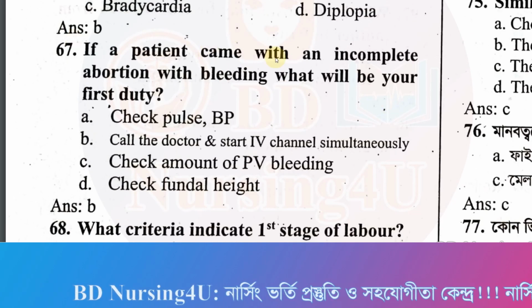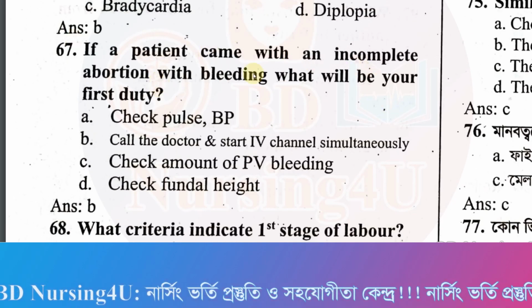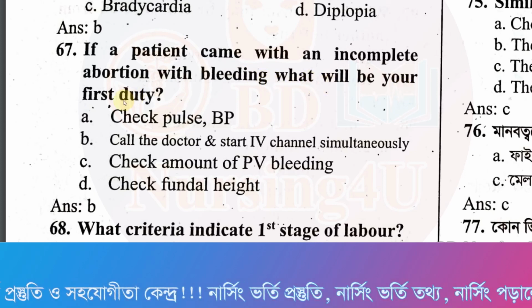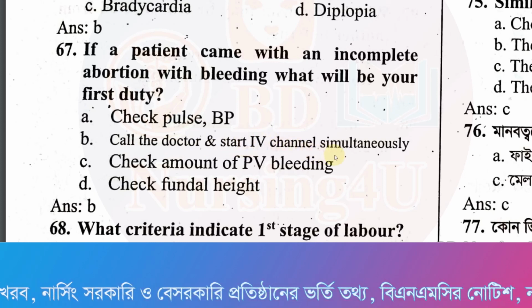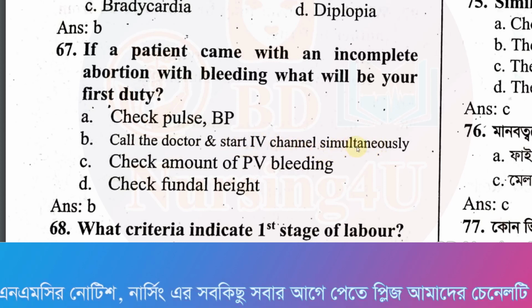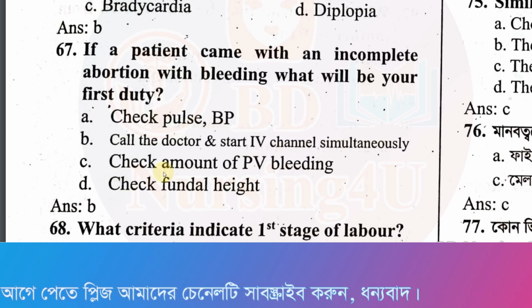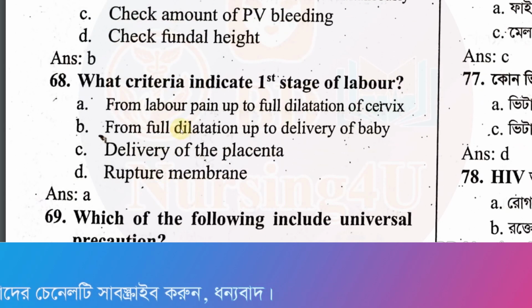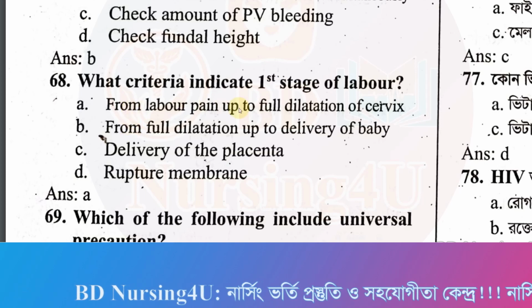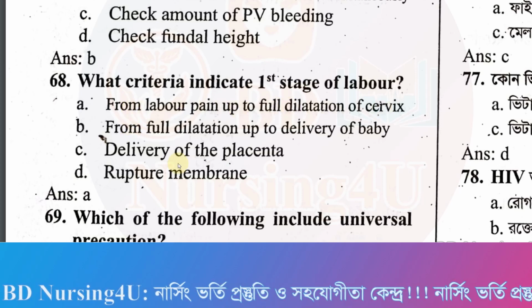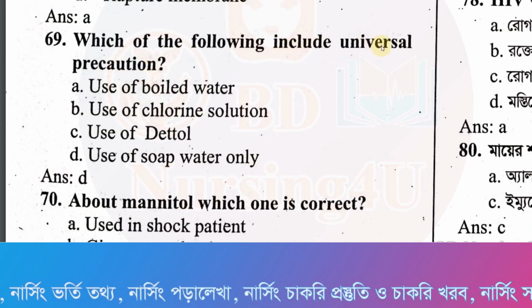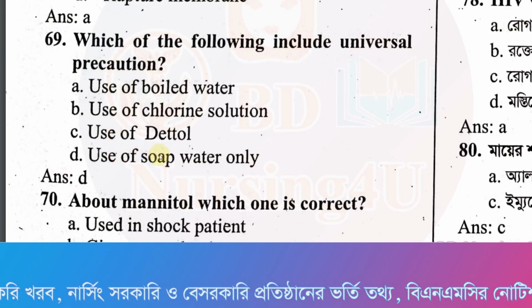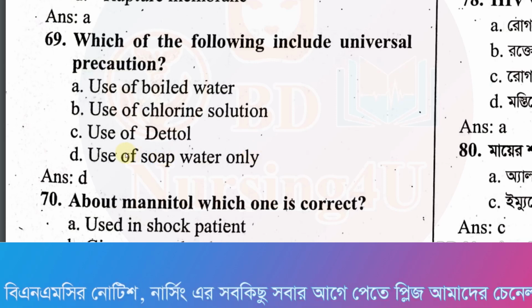If a patient came with an incomplete abortion with bleeding, what will be your first duty? Call the doctor and start IV channel simultaneously. What criteria indicate first stage of labor? From labor pain up to full dilatation of cervix. Which of the following include universal precaution? Use of soap, water only.